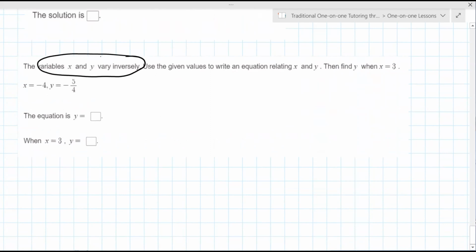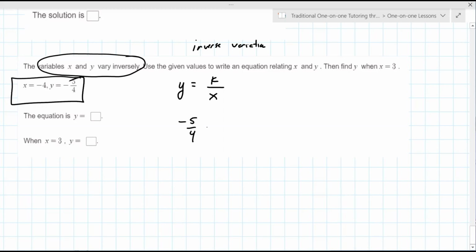All right. So this one is a recipe. These are inverse variation problems, and the sequence is you first write out the inverse variation formula, which is k over x, and they give you x equals 3. They give you these 2 points. This is written in a common odd order. So you substitute these in for x and y. So y is minus 5 over 4 equals k over negative 4. And you have to solve for k.